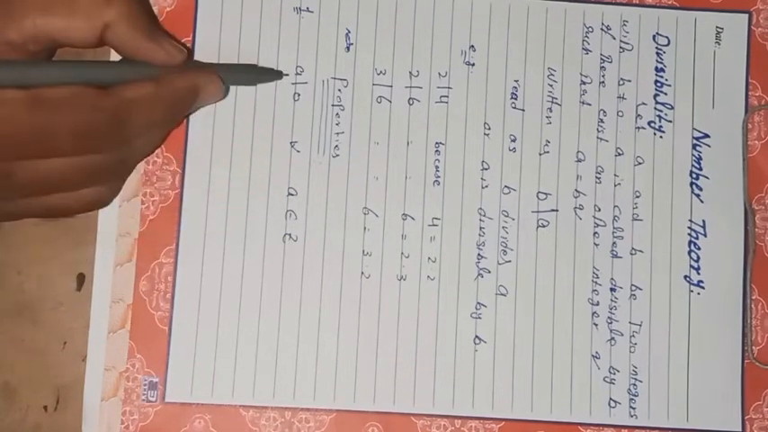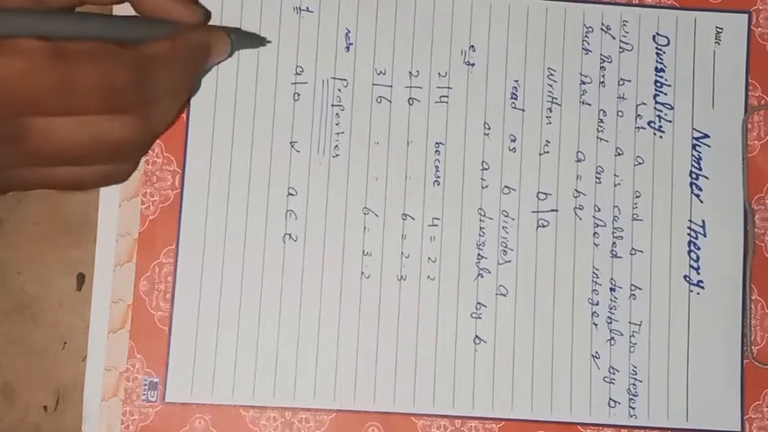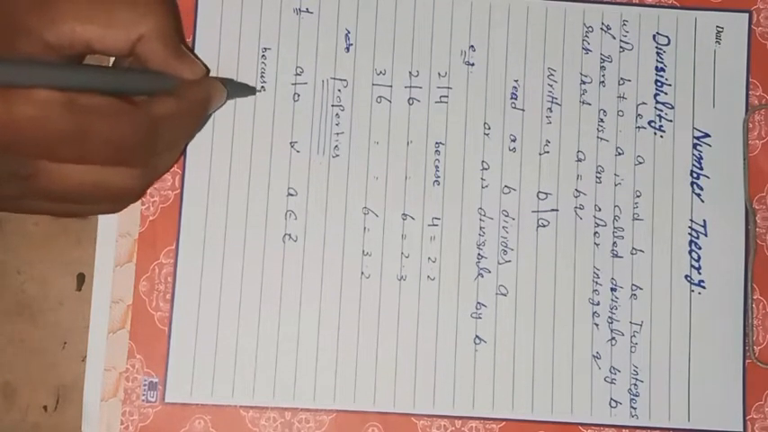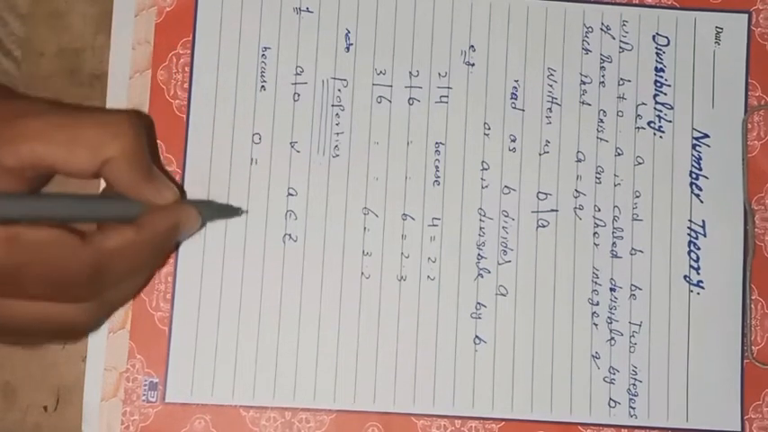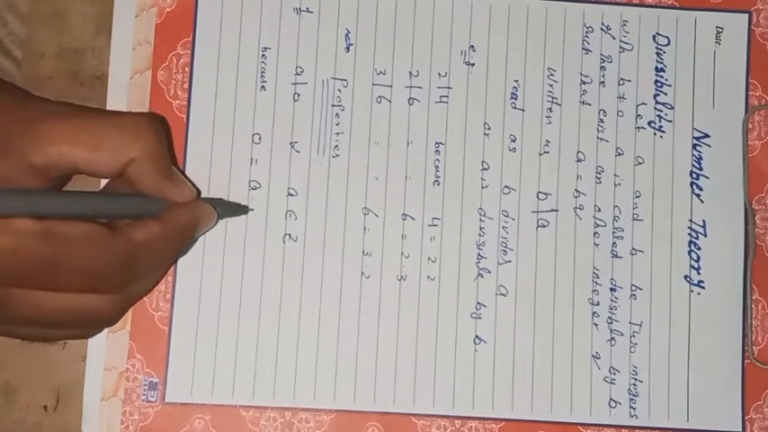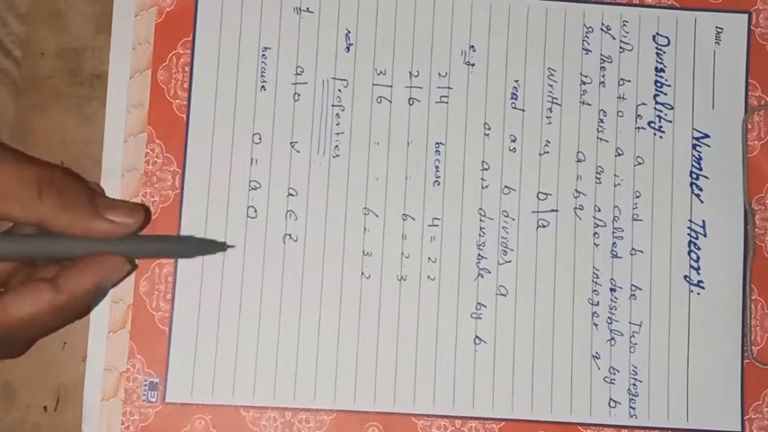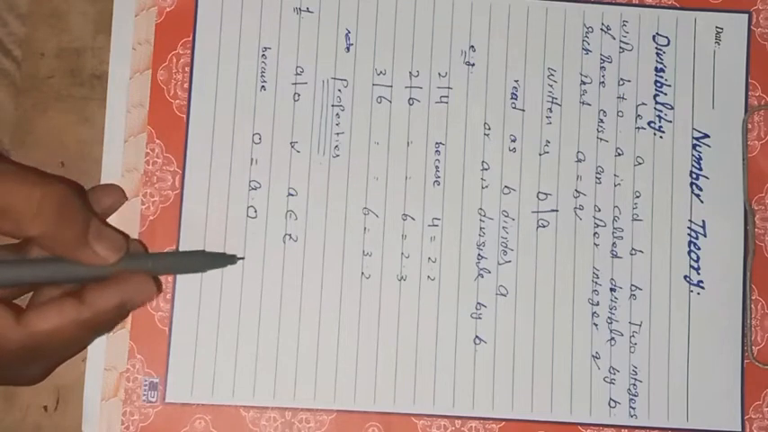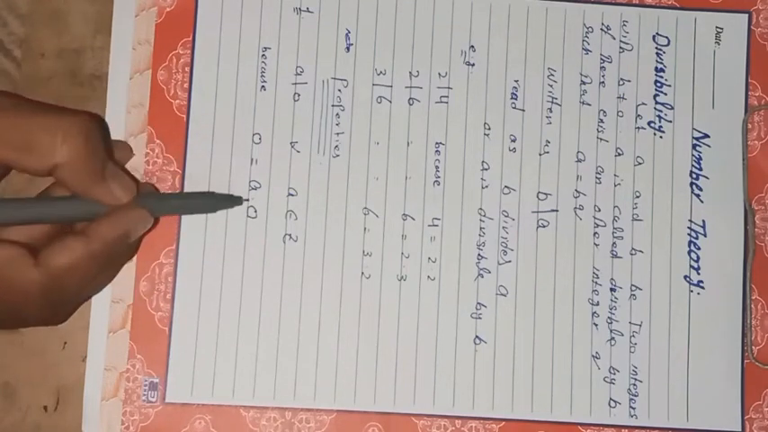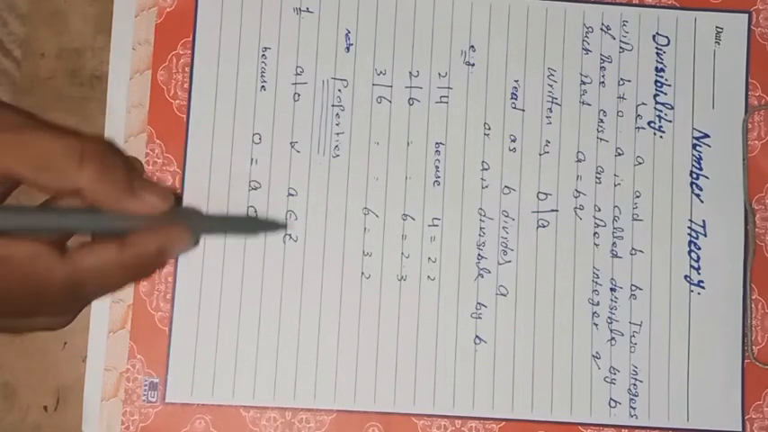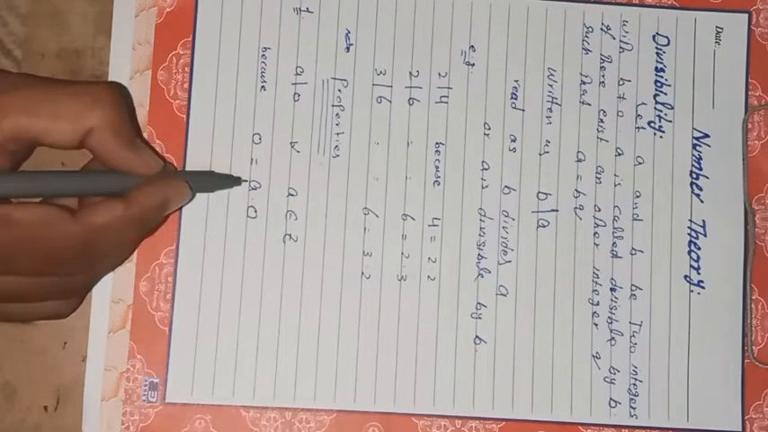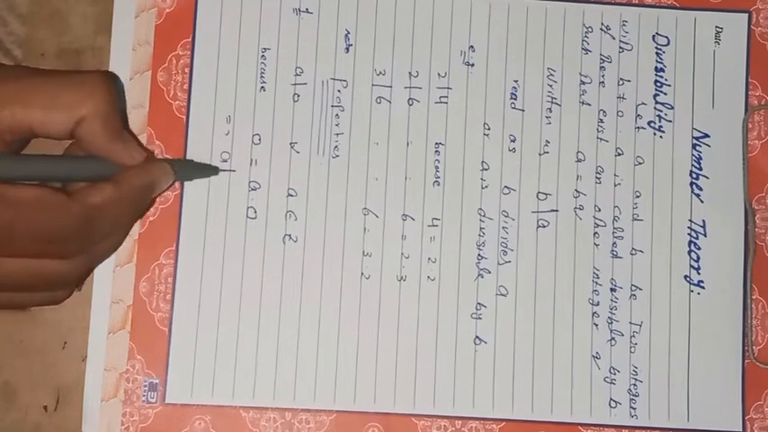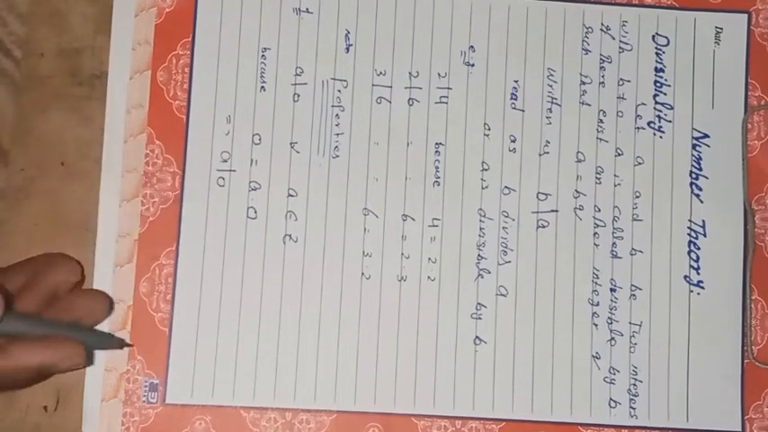Each integer divides 0 because 0 can be written as a dot 0. It means 0 is a product of two integers, one is a and the other is 0. Then the first number divides 0. This implies that a divides 0.